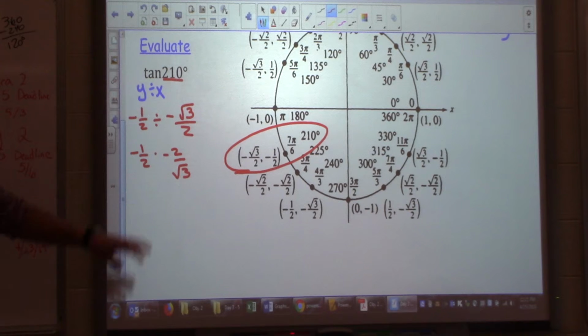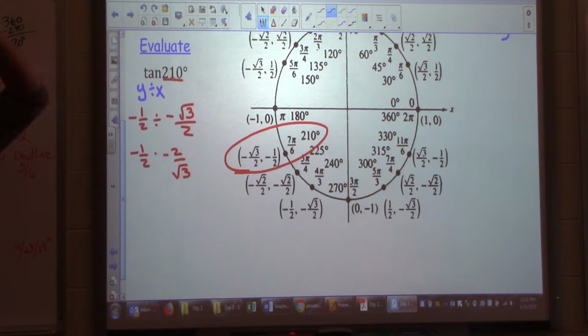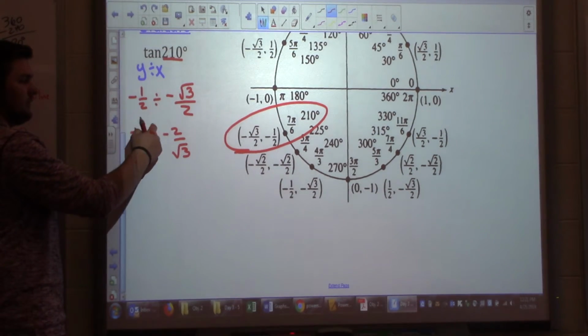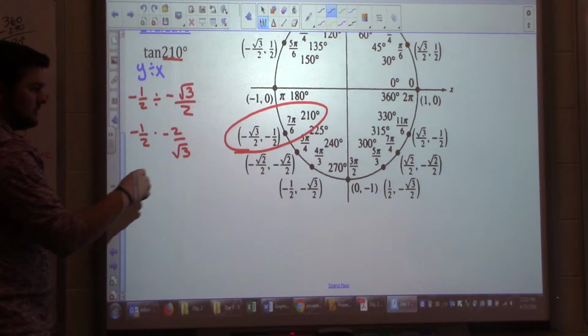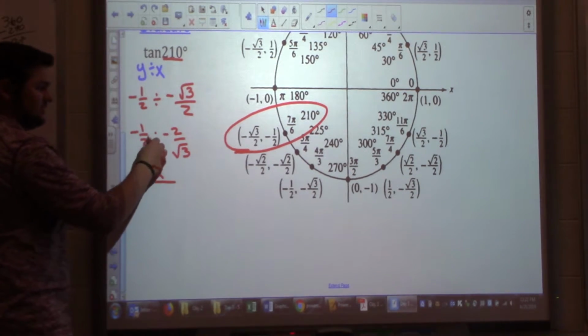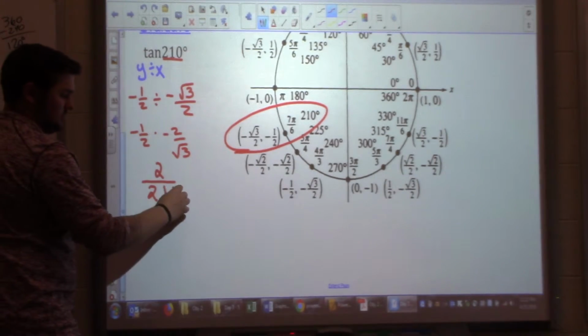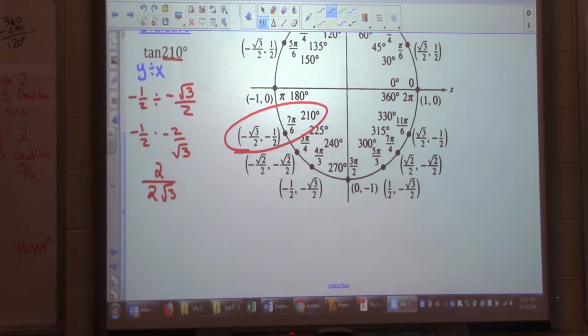That's why I wrote it out like this, so we're not writing fraction on top of fraction. Alright? So, multiply your tops. Negative 1 times negative 2. Positive 2. 2 times square root of 3. 2 square roots of 3. There are 2 things we need to do before we have a good answer.